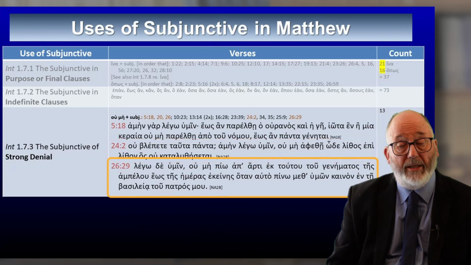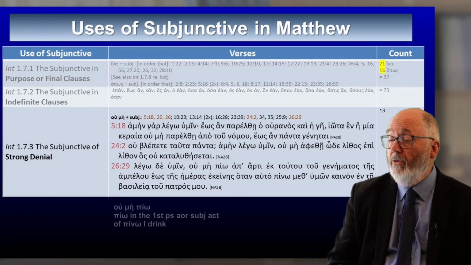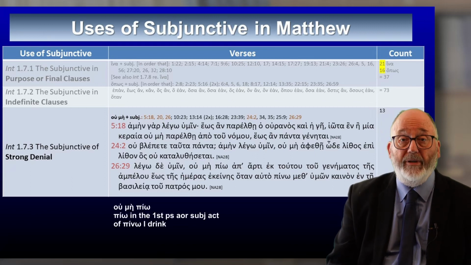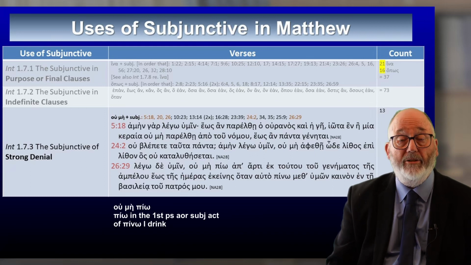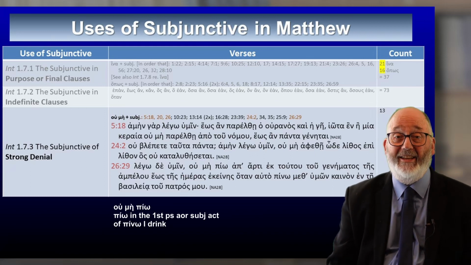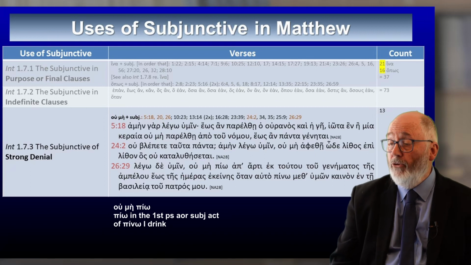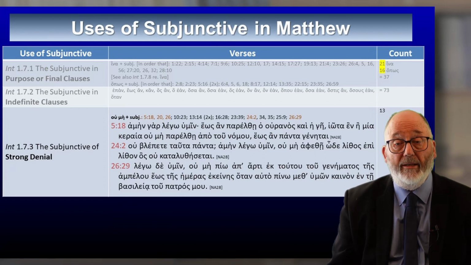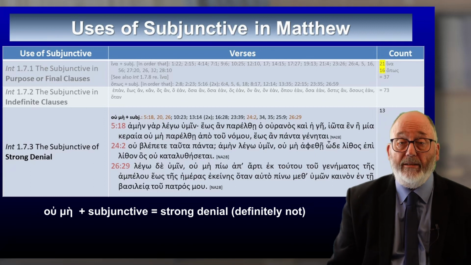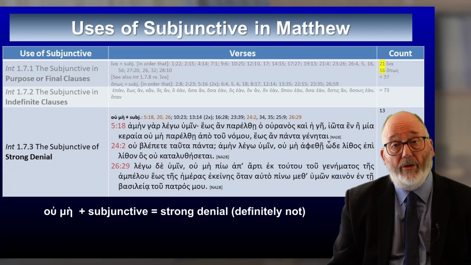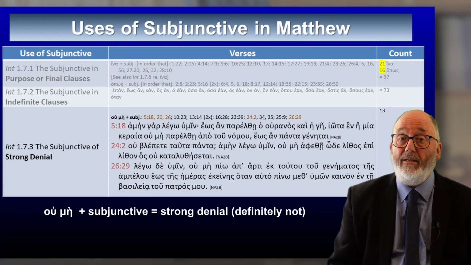Matthew 26:29. I truly tell you, ou me pio, I will definitely not drink of the fruit of this vine until we drink it together in the kingdom of my Father. So ou me pio, I will definitely not. So ou me, like the other signals of the subjunctive, is a clear signal, expect a subjunctive, it is a strong denial, and once we've recognized this, it is easy to translate and to understand.